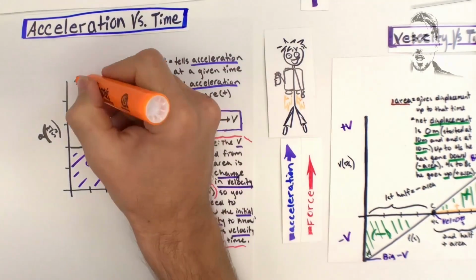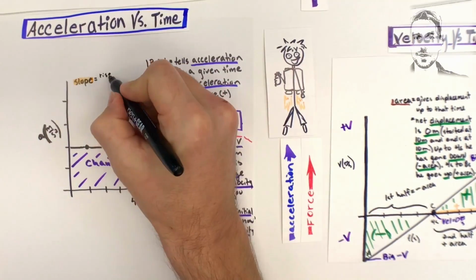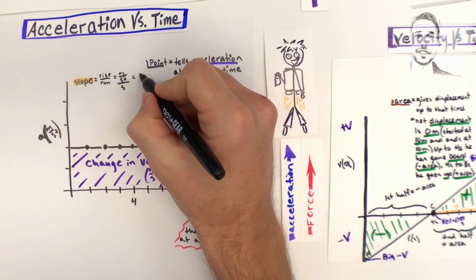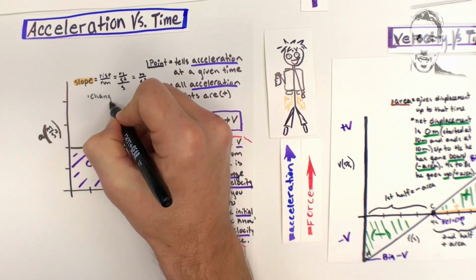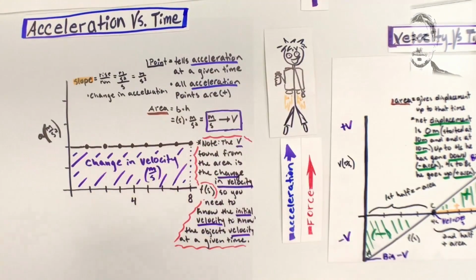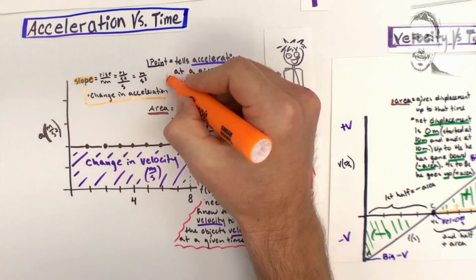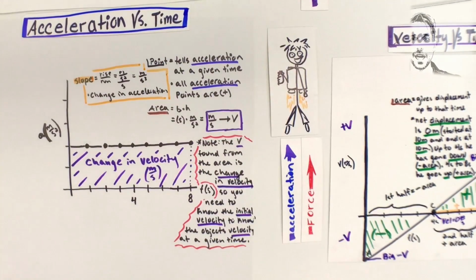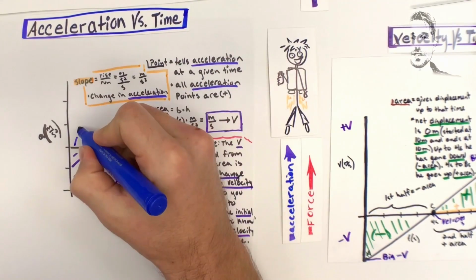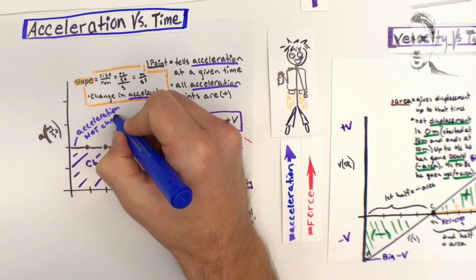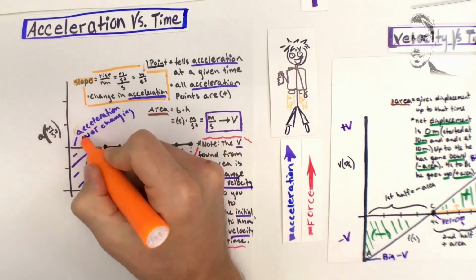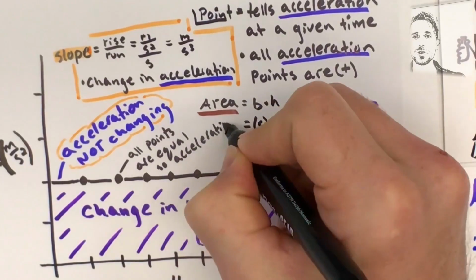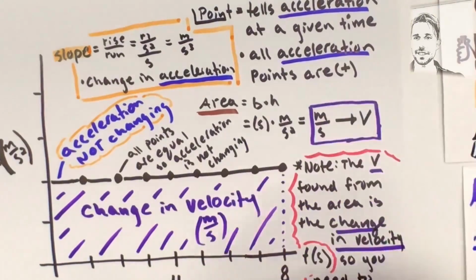And the slope here is going to tell us rise over run. So we have meters per second squared over seconds. That's going to tell us, is the acceleration changing? So change in acceleration. And here we have a horizontal line, so the change in acceleration would be 0. So there's no change in acceleration. This guy has constant acceleration. So our acceleration is not changing. Horizontal line right there. And all points are equal, so acceleration is not changing.